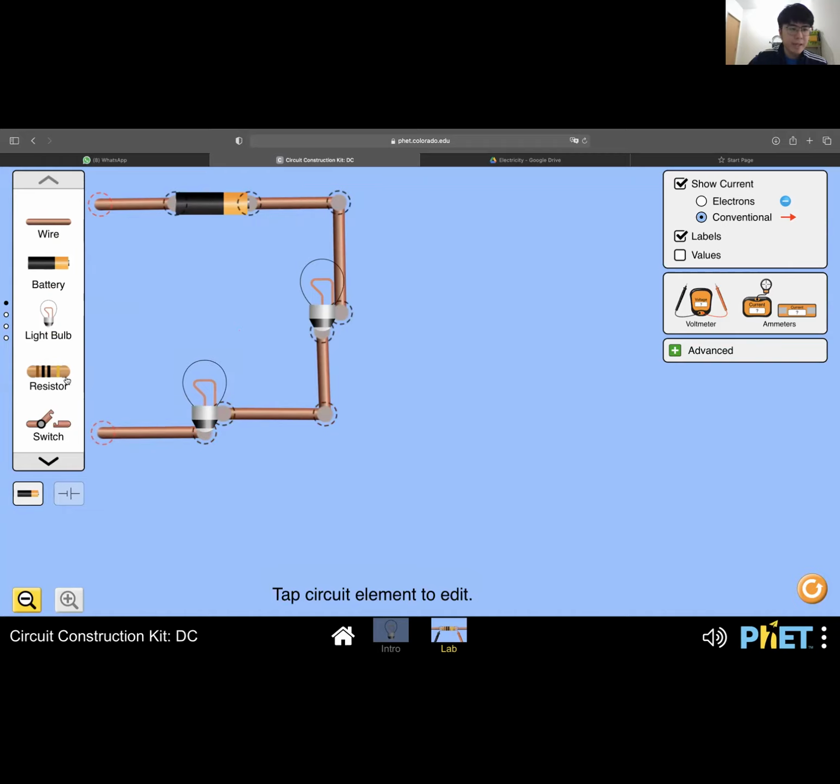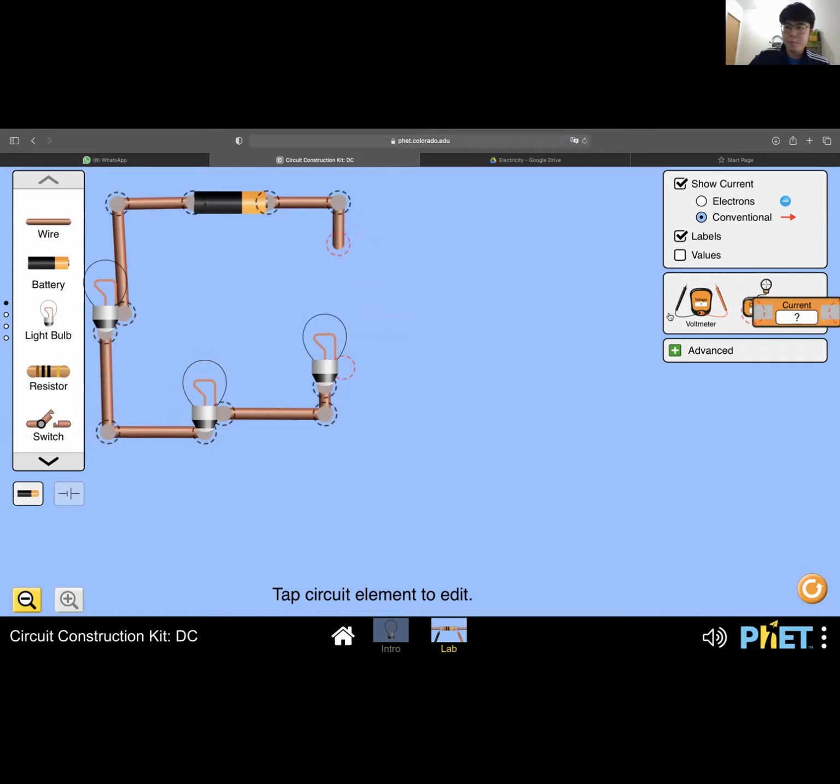By the way, is it very laggy on your side? If it's very laggy on your side, let me know. Okay, I connect like this. And this one over here. Now let me put the ammeter in. Let's see, I just want to see how the current changes. Show the values.